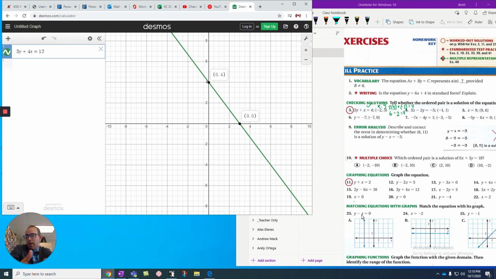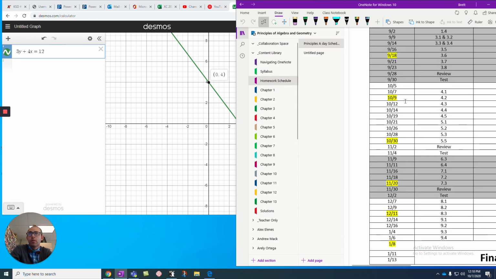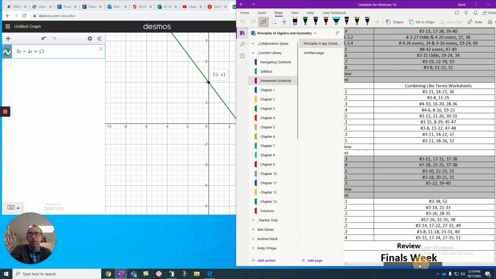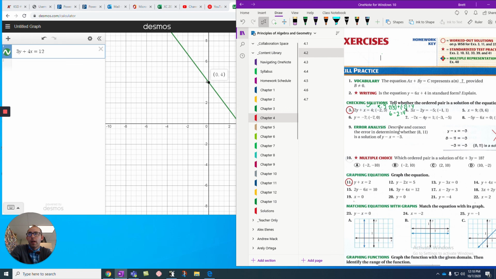There are shortcuts to some of this. I'm not too worried about those shortcuts. I think it's, for the most part, we just graph stuff and we match them up. Hopefully that's enough to help you be successful. Let's make sure we got everything covered here. If we go to the homework schedule for 4.2, doing 3 through 8 and 11 through 25, I think we've got it pretty well covered. 3 through 8 and then 11 through 25.